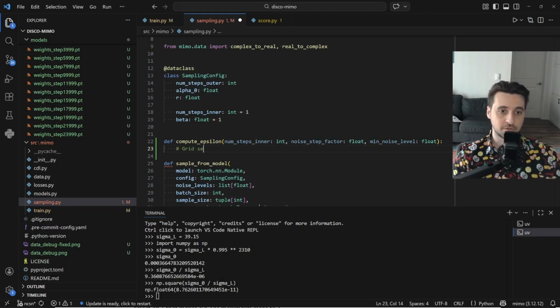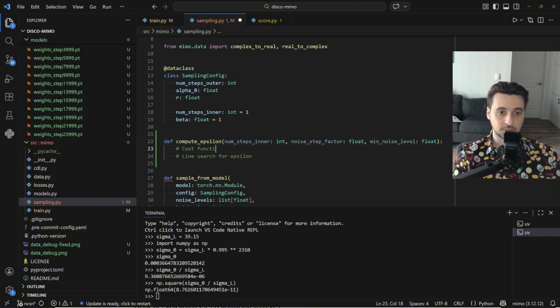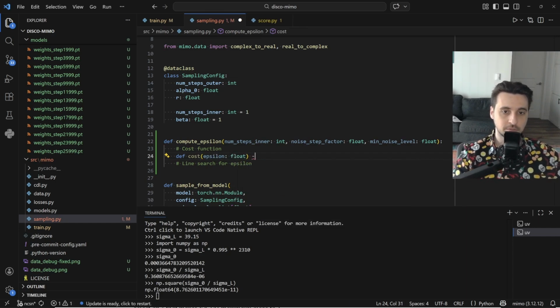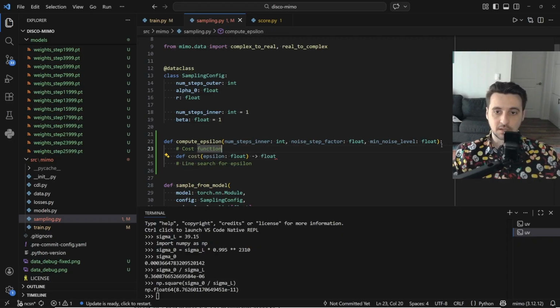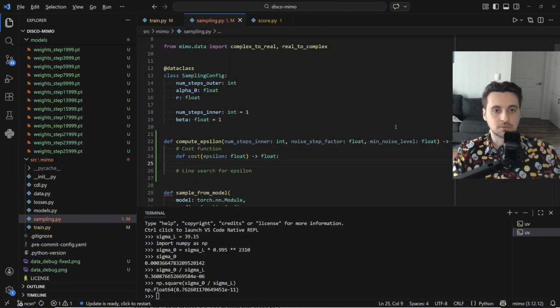We're just going to have to grid search or line search for epsilon. Well, the cost function. Let's define the cost as a function of epsilon, which is a float and returns a float. Maybe we can actually use a proper optimization method here. So the cost will be what? Well, we have to implement this whole sausage now.